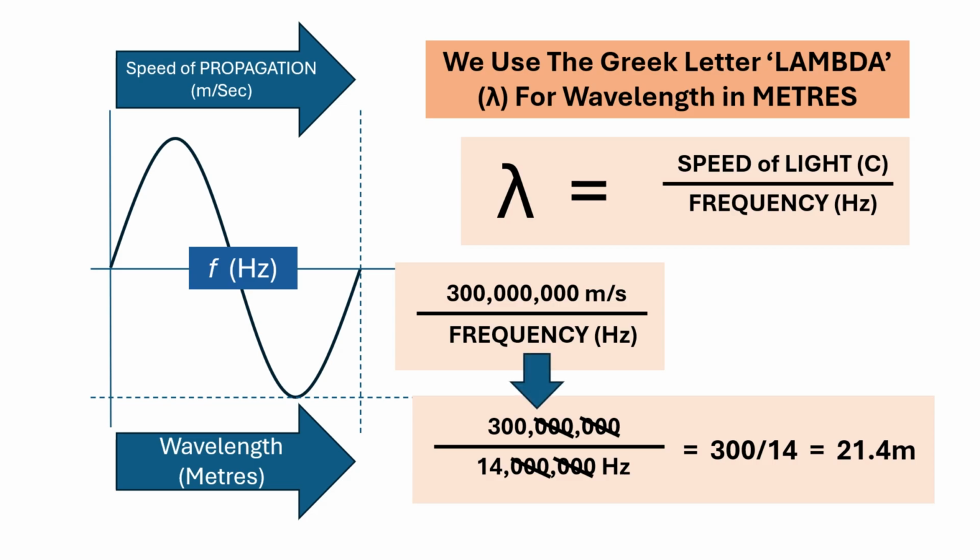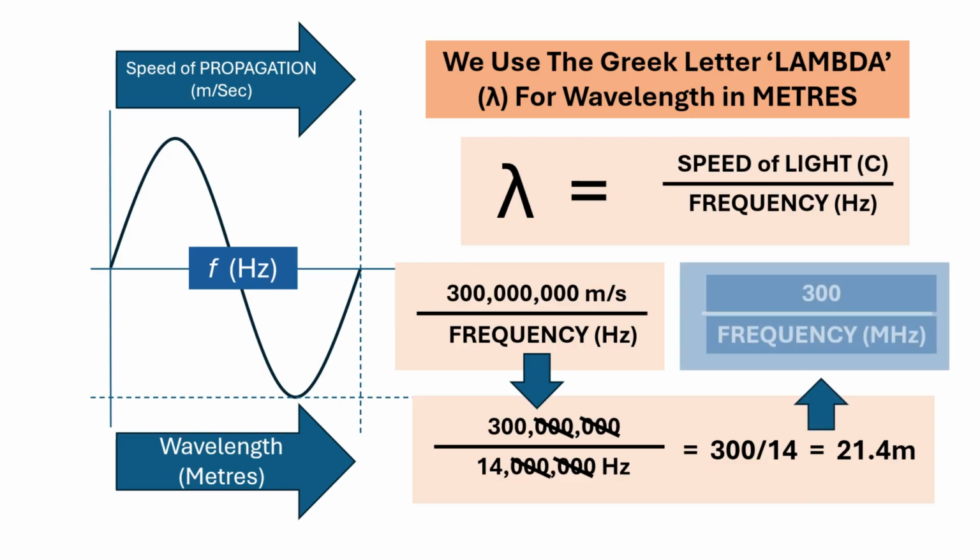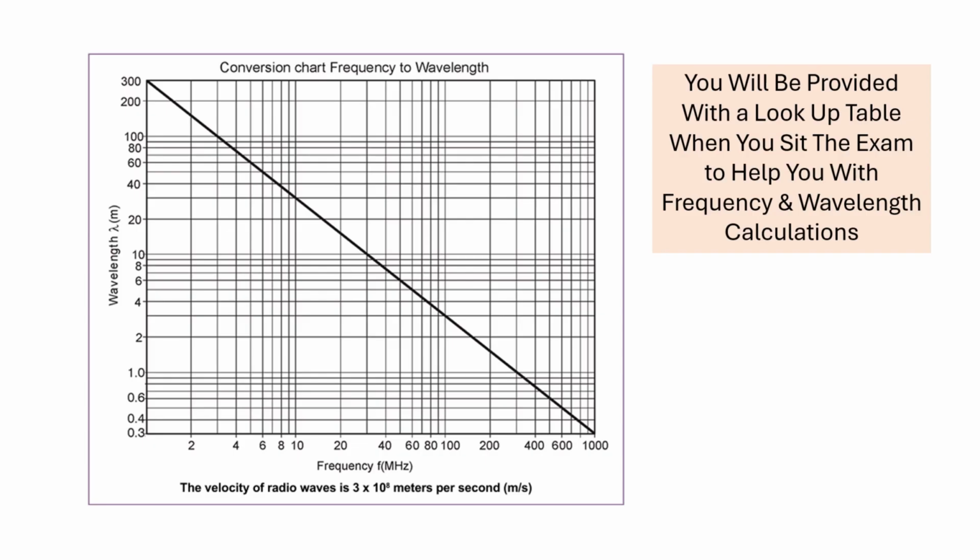You'll find it easier to remember this calculation if you divide both numbers by 1 million. So while this calculation is correct, this is a much easier number to remember. Wavelength is 300 divided by the frequency in megahertz. To help you with your conversions of frequency and wavelength, you will be given a lookup table on page 4 of the Foundation License Examination Reference Book. This will be given to you during the exam.